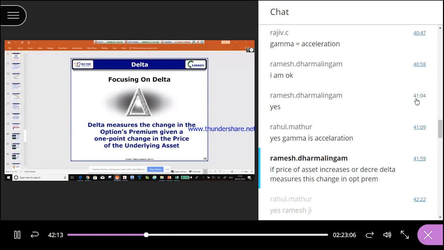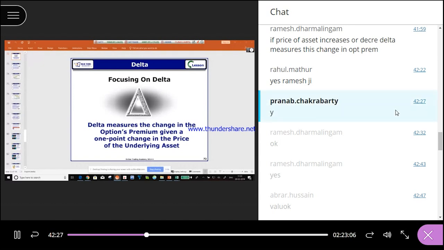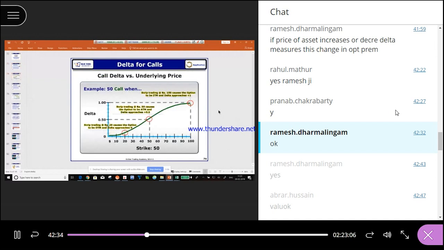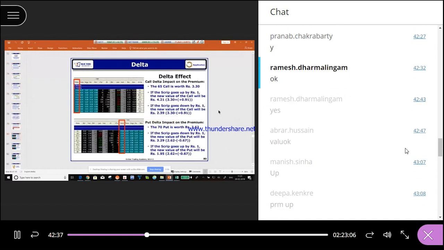If price of an asset increase or decrease, delta measures this change in options premium. Perfect. So if underlying goes up by 1 rupee, the new value of option will be governed by delta. And if the underlying goes down, the new value again will change by the value of delta. Perfectly correct. All right. Let's move ahead now. So now, Ramesh ji, is this clear?